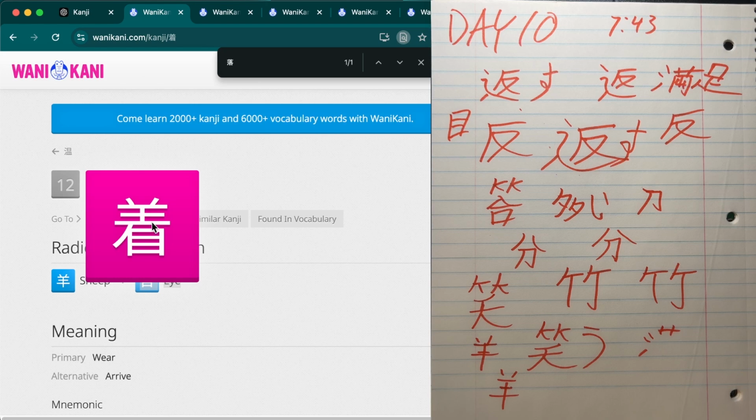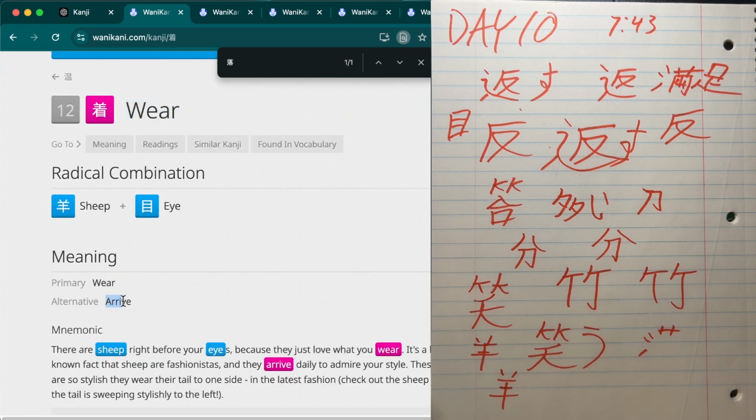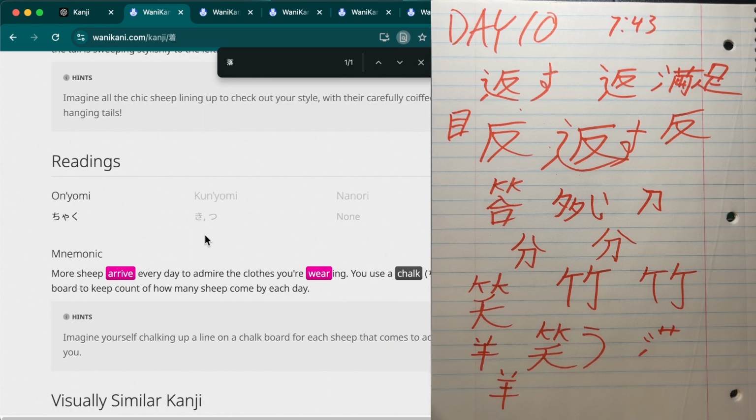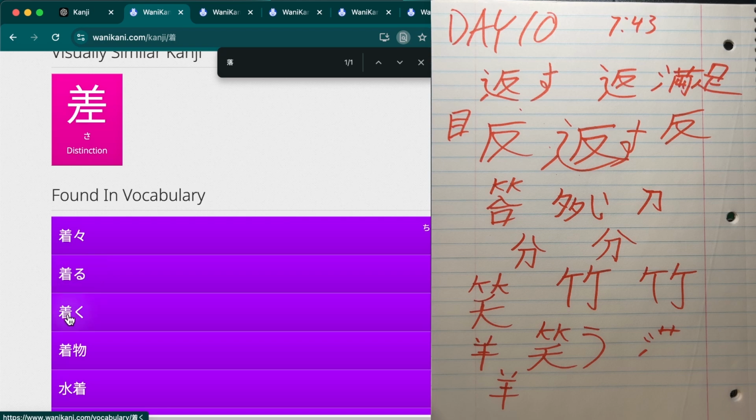Oh, this is ki, not our alternative is arrive? Because now I'm confused. Okay, so kiru and tsuku are the same kanji. Wow, I had no idea. I don't know why, but this kind of blows my mind. I've used both of these words plenty of times, but I had no idea they were the same exact kanji. In a way, that's very confusing. Why do they use the same kanji for to wear and to arrive?